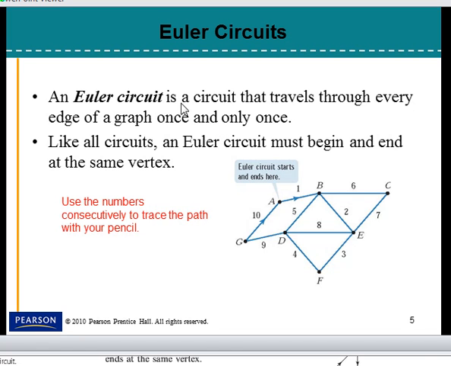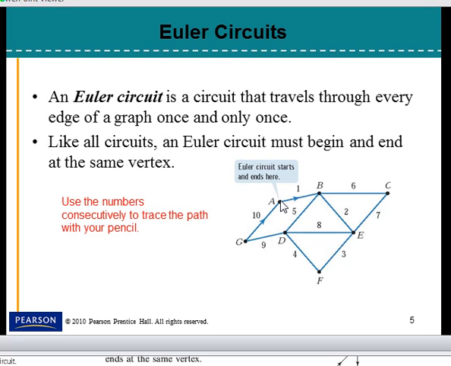An Euler circuit is a circuit that travels through every edge of a graph once and only once. Like all circuits, an Euler circuit must begin and end in the same vertex. So, in our circuit, the Euler circuit starts and ends here. So it starts at point A and it ends at point A.